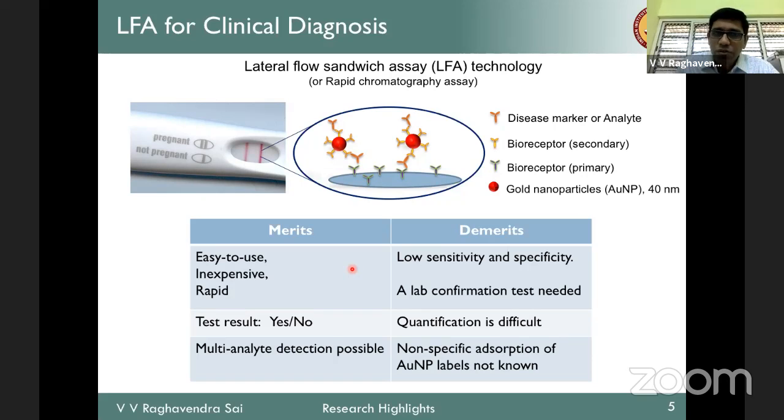It's nothing but a sandwich immunoassay with gold nanoparticles. But you also need to realize that many times quantification is a little difficult. Okay, sensitivity is poor. For example, nowadays the COVID diagnosis, the COVID antigen diagnosis, is nothing but based on these lateral flow assays. One of the major issues is they are not really so sensitive.